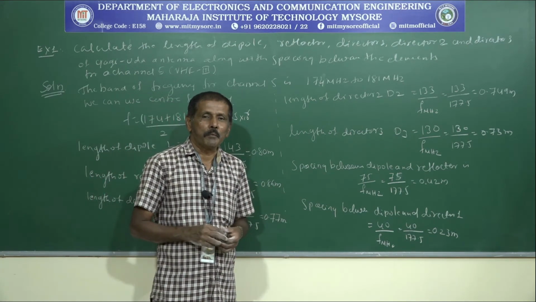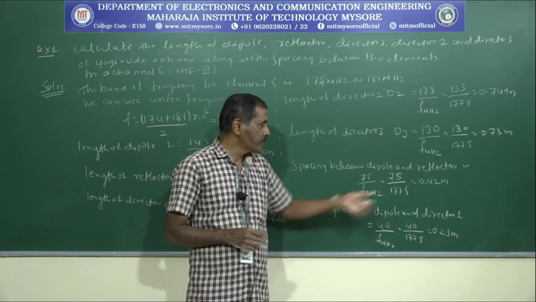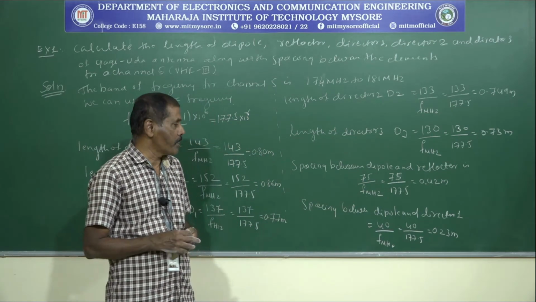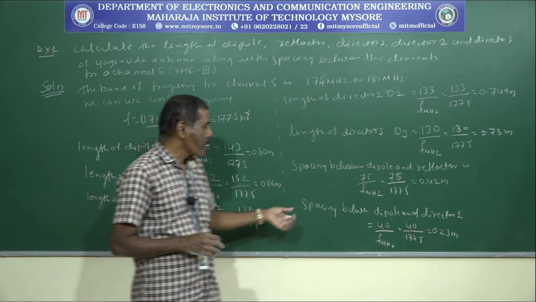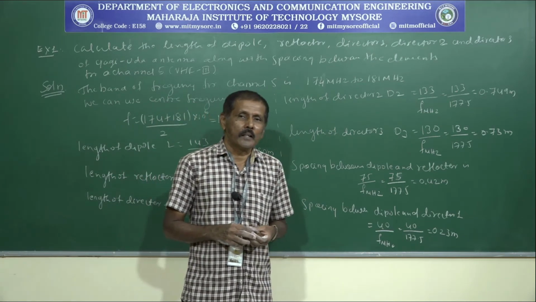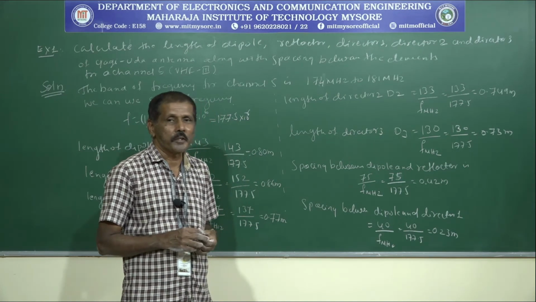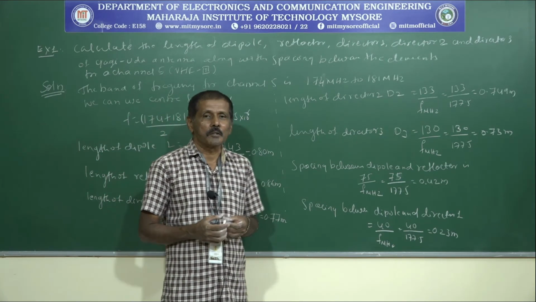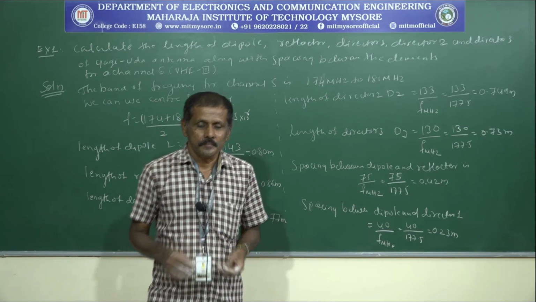Then the spacing between the dipole and the reflector is 75 divided by f, which is 75 divided by 177.5, equal to 0.42 meters. The spacing between the dipole and director 1 is equal to 40 divided by f, which is 40 divided by 177.5, equal to 0.23 meters.